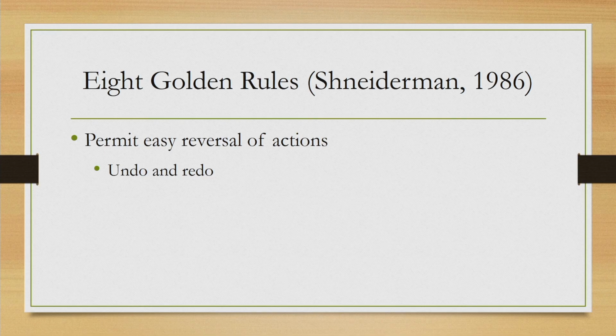These are very important considerations in the design of any interactive systems. Related to this is another golden rule, that is permit easy reversal of actions. So, essentially it indicates the availability of features such as undo and redo. I think most of you are already aware of these features, and probably most of you are actually using these things.